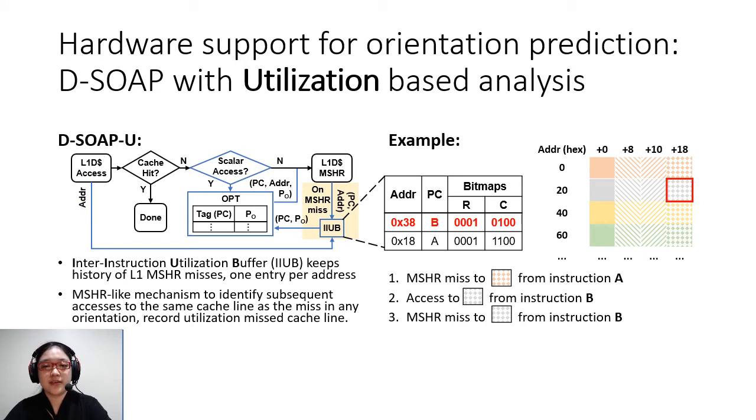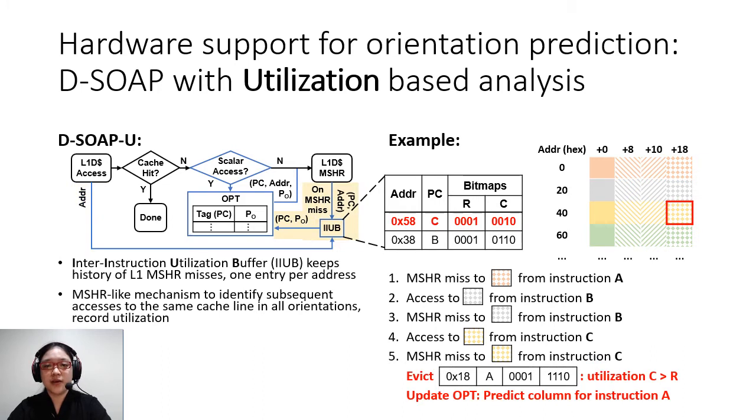Now, this new access also misses in the MSHR, which creates a new entry in the IIUB. We repeat this process for every new access and MSHR miss. If an access falls in the same cache line with multiple entries at the same time, we update the used data for all those bitmaps. Finally, when an entry is evicted from the IIUB, we count the number of used data. Here, we've got 1 used element in the row cache line and 3 in the column cache line. This means that the column orientation has higher utilization, and we update the OPT to record that this instruction prefers column orientation.